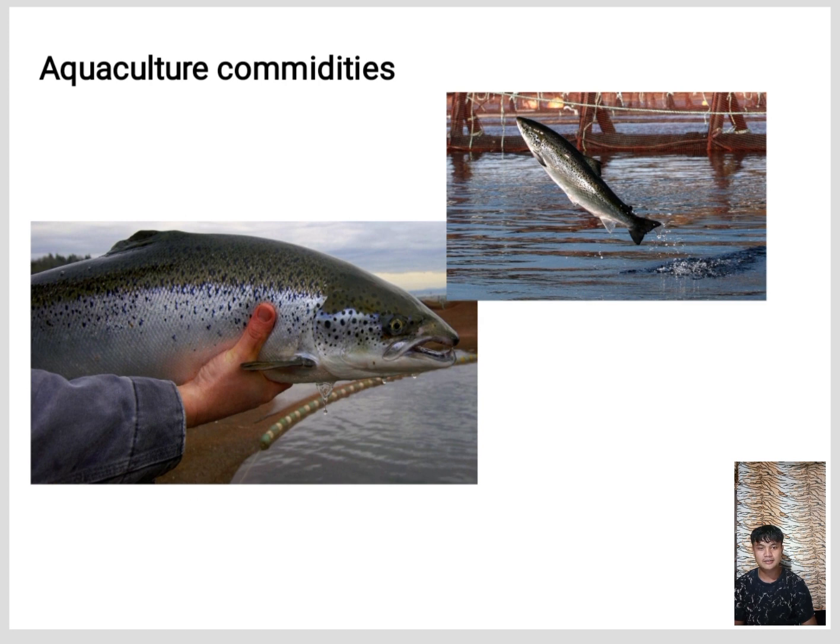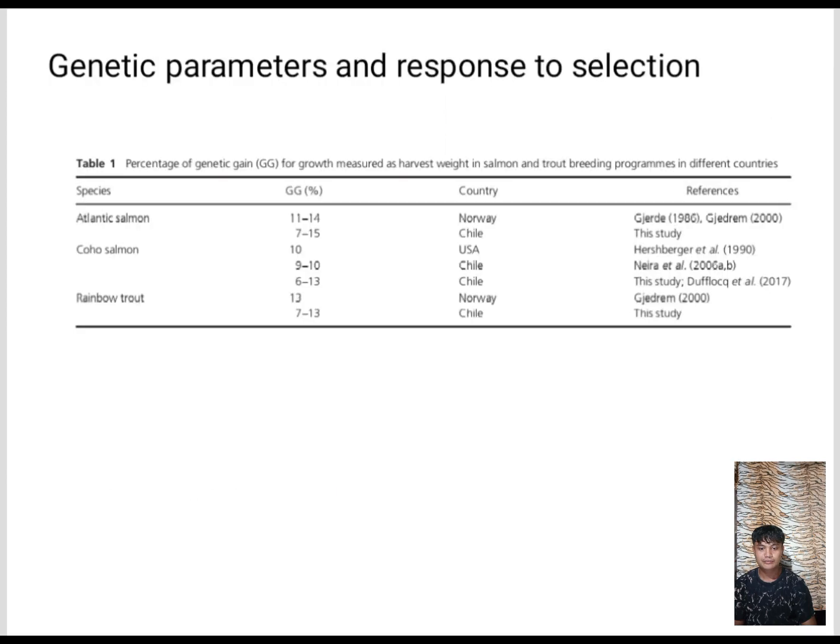Aquaculture commodities. My aquaculture commodity is Atlantic salmon. Its scientific name is Salmo salar. Next are genetic parameters and response to selection. In Table 1, we have three species: the Atlantic salmon, coho salmon, and the last one is rainbow trout.